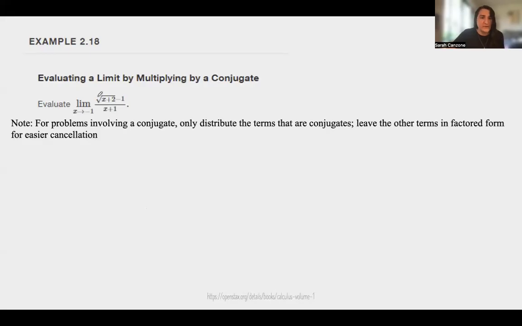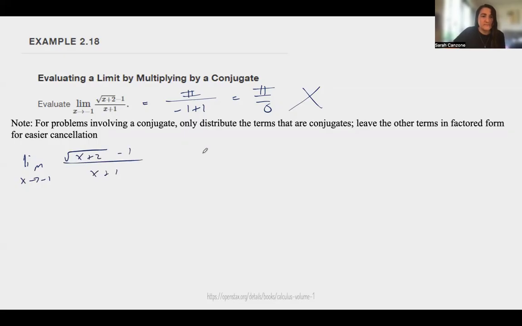So again, the first thing we want to do is try to plug in the number that the limit is approaching and see if it works. This is going to be some number over -1 plus 1, which is some number over 0, which does not work. So we know we need to use some other rule. We see that we have a square root, which immediately tells us that we need to use the conjugate. So I'll rewrite my original expression: the limit as x approaches -1 of the square root of x plus 2 minus 1 over x plus 1.